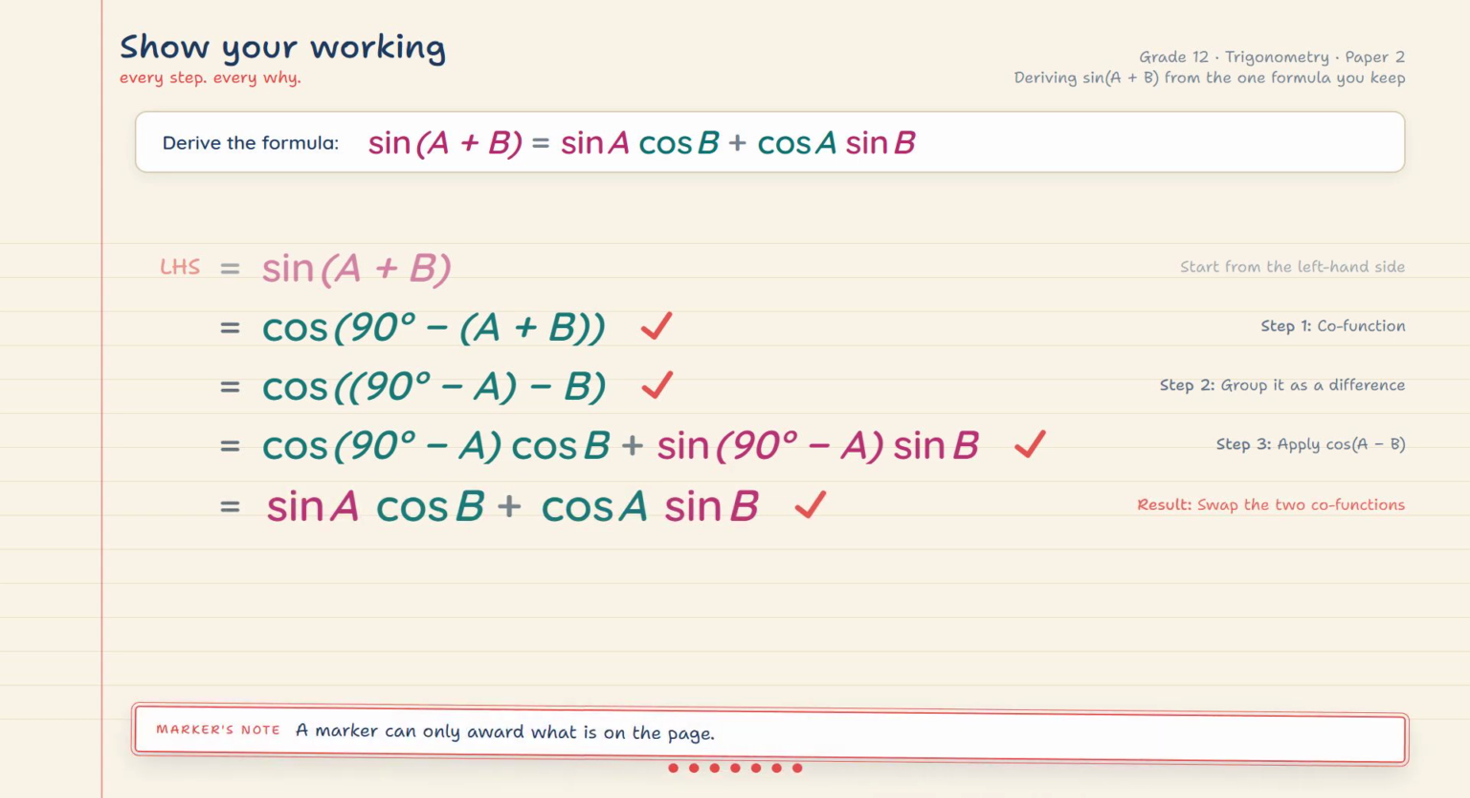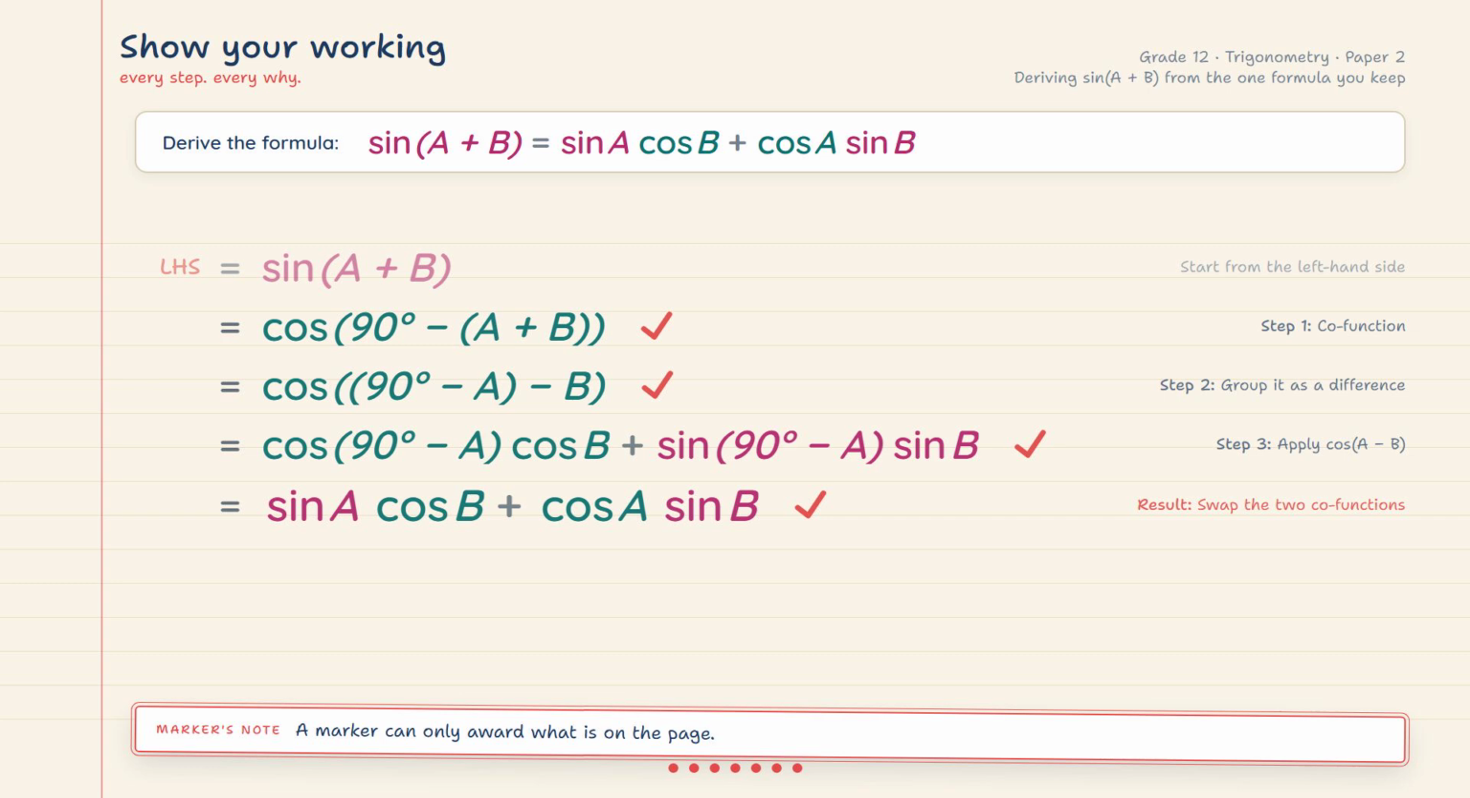First, the other 2 formulae come from the same page. For cosine of A plus B, replace B with negative B in the one you kept. Cosine of negative B is cosine B, but sine of negative B is minus sine B, so the middle plus turns into a minus. Do the same replacement on what we just built, and you get sine of A minus B. That is all 4 from 1.